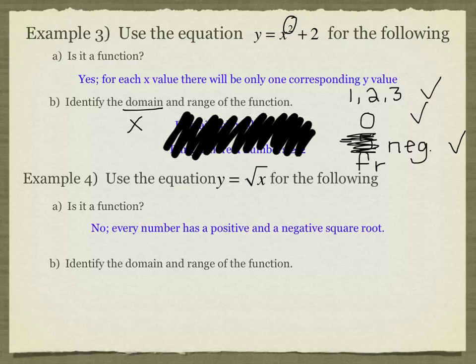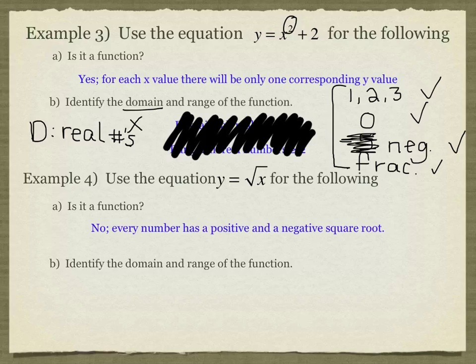Could I make it a fraction? Sure. You could square 3/4. 3/4 squared would be 9/16. So that would work. So if I go through this whole list and everything works, I'm going to say that the domain is all real numbers. This is going to look a lot prettier in just a second. Okay, the domain is all real numbers.